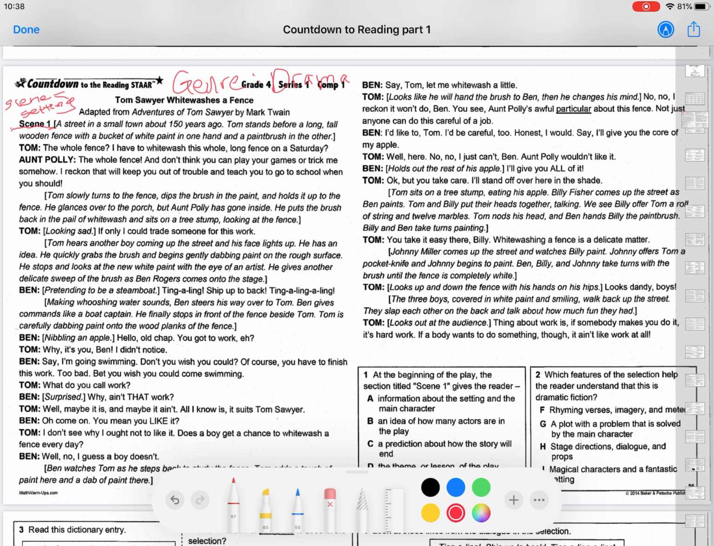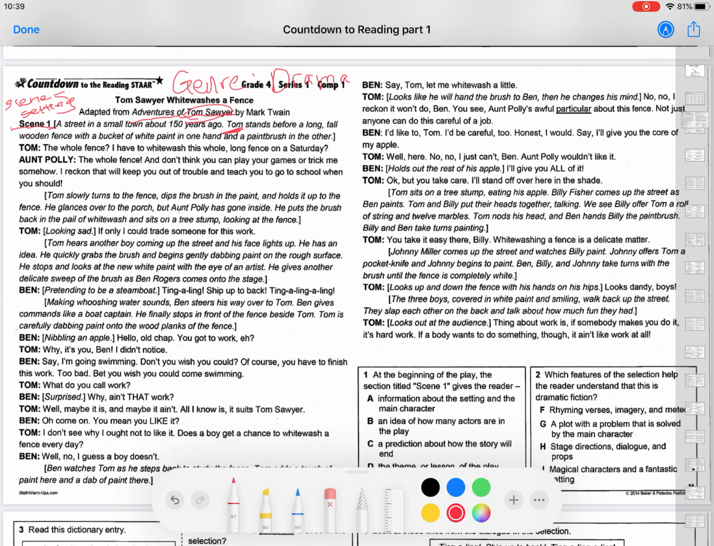A street in a small town about 150 years ago. Tom stands before a long, tall wooden fence with a bucket of white paint in one hand and a paintbrush in the other. So immediately we're introduced to our first character, who is Tom. And from what I've read, I'm going to assume that Tom is our main character because the story is called Adventures of Tom Sawyer. All right?